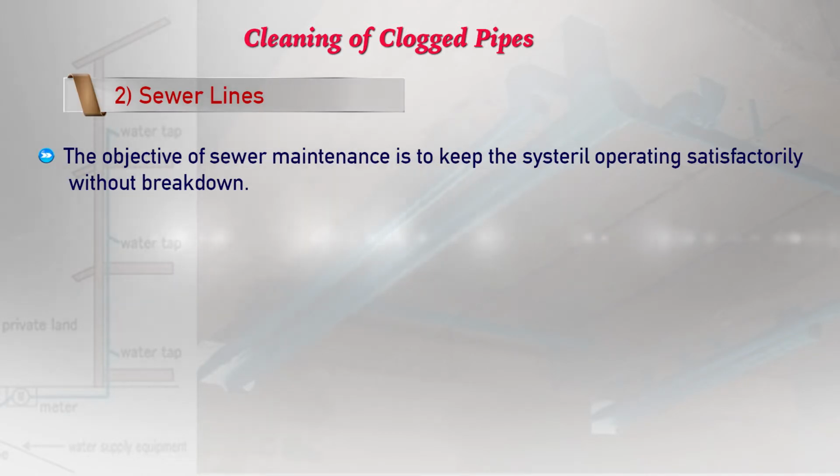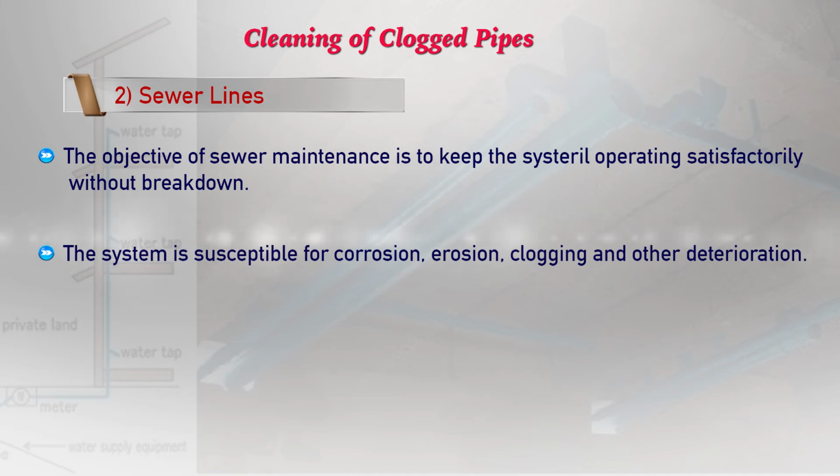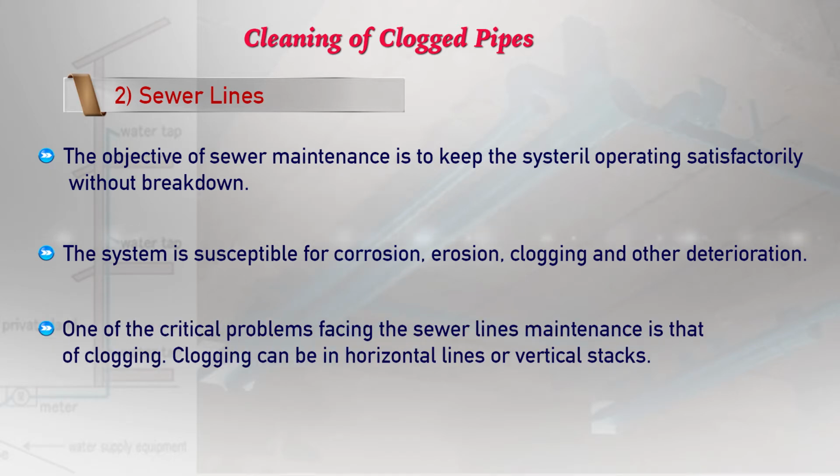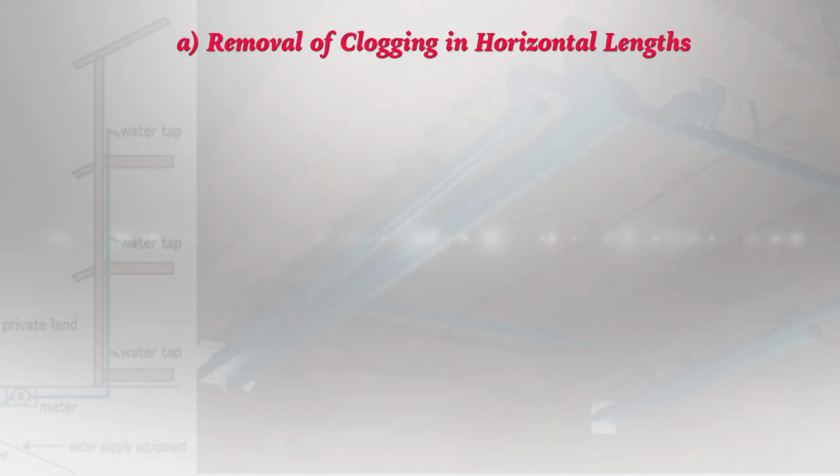The objective of sewer maintenance is to keep the system operating satisfactorily without breakdown. The system is susceptible to corrosion, erosion, clogging and other deterioration. One of the critical problems facing sewer line maintenance is that of clogging. Clogging can be in horizontal lines or in vertical stacks. Now we will discuss the removal of clogging in horizontal lines as well as in vertical stacks. First, removal of clogging in horizontal lines.